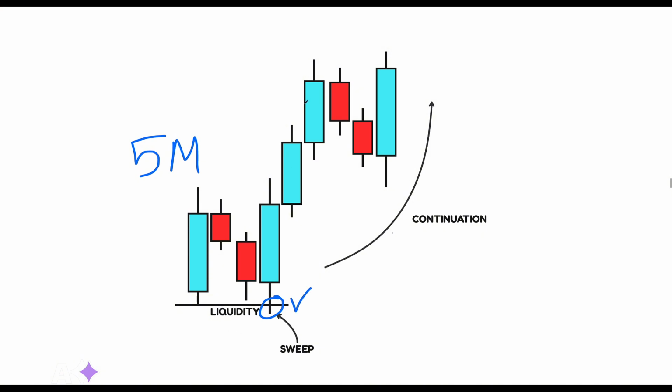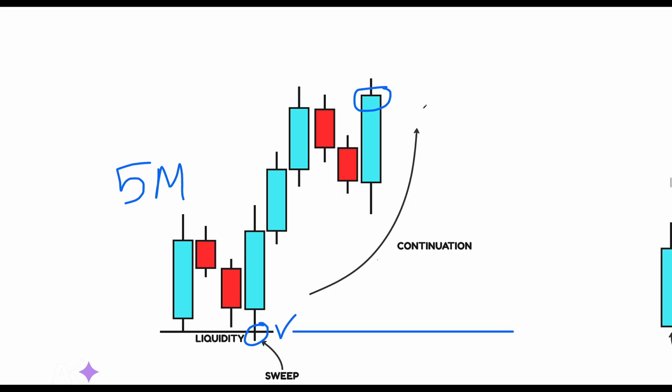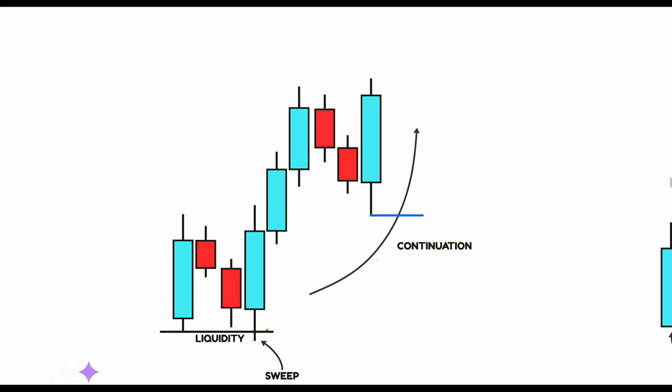Okay, so now we're looking for our entry. Our entry is right here. We now have an area that we can place our stop loss below this low or below this current candle low, and then we look to take the continuation, right? So there's a few options that we can do with our stop losses. Now that we understand price did grab liquidity down here, you can either have a liquidity stop loss or you can have a tighter stop loss up here.